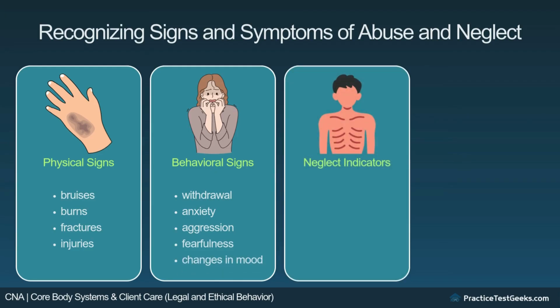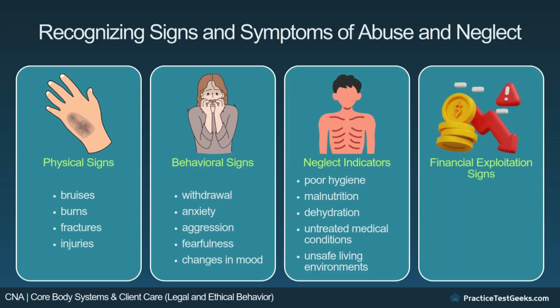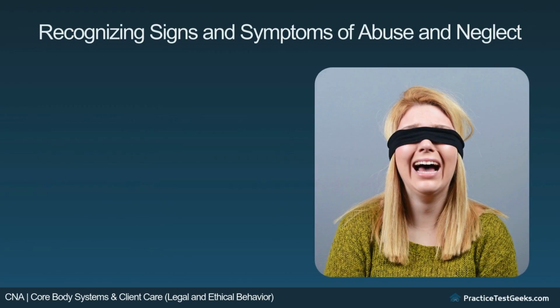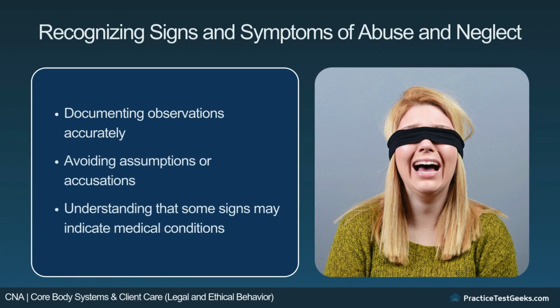Neglect indicators. Poor hygiene, malnutrition, dehydration, untreated medical conditions, or unsafe living environments. Financial exploitation signs. Missing belongings, unexplained withdrawals, or changes in financial status. The module also stresses the importance of documenting observations accurately, avoiding assumptions or accusations, and understanding that some signs may indicate medical conditions requiring professional evaluation.